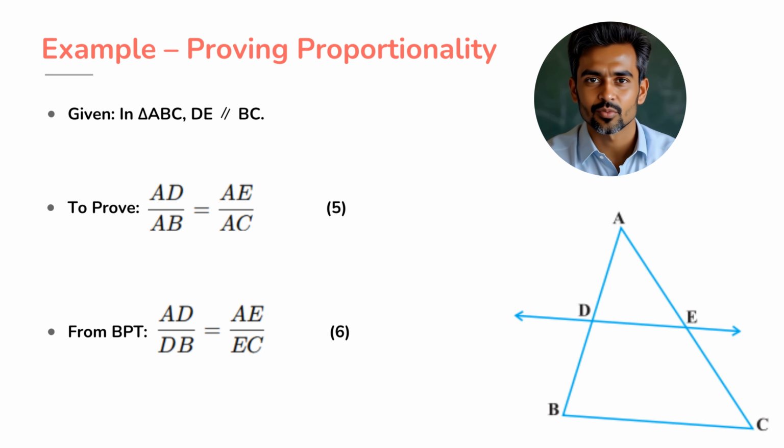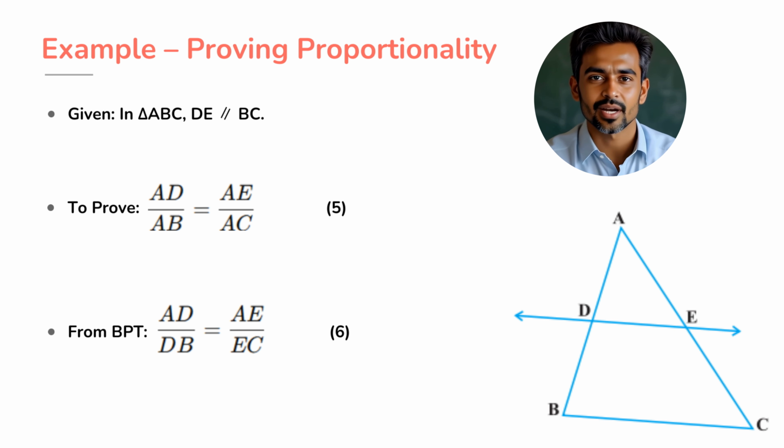Now let's begin with what we already know from the basic proportionality theorem. Since DE is parallel to BC, we can directly write side AD divided by side DB equals side AE divided by side EC. This is equation 6. Next comes a clever step. We add 1 to both sides of the equation.